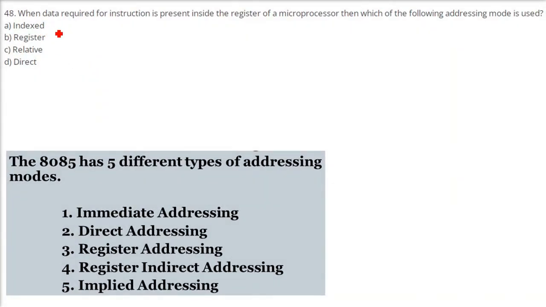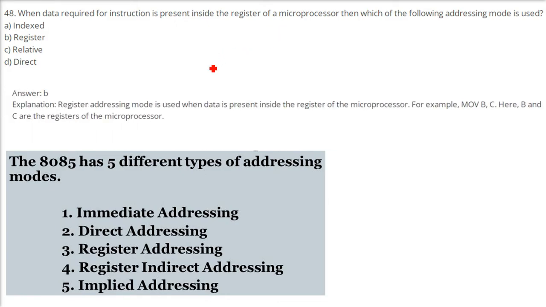When data required for instruction is present inside the register of a microprocessor, which of the following addressing modes is used? The question is also answering the option, because register addressing mode is used when the data is present inside the register of the microprocessor. For example, MOV B, C. B and C are the registers of the microprocessor. So the answer itself is the register. There are different types of addressing modes: immediate, direct, register, indirect, and implied.